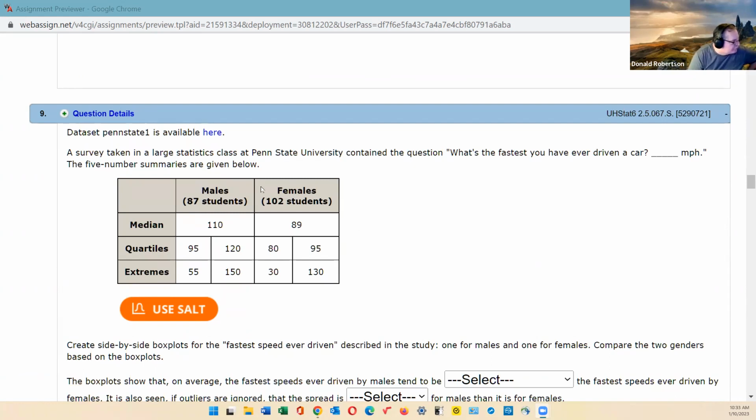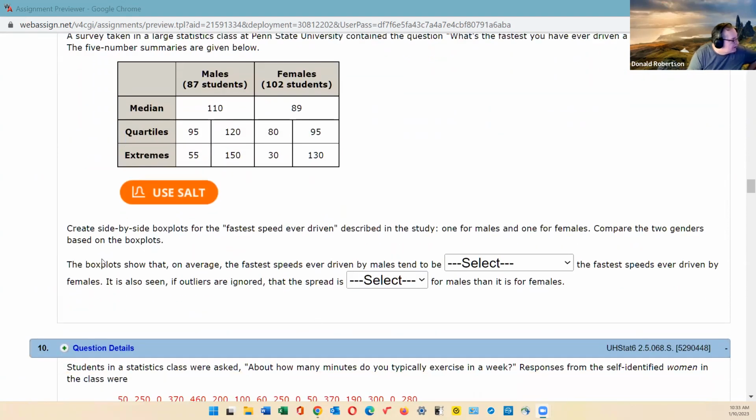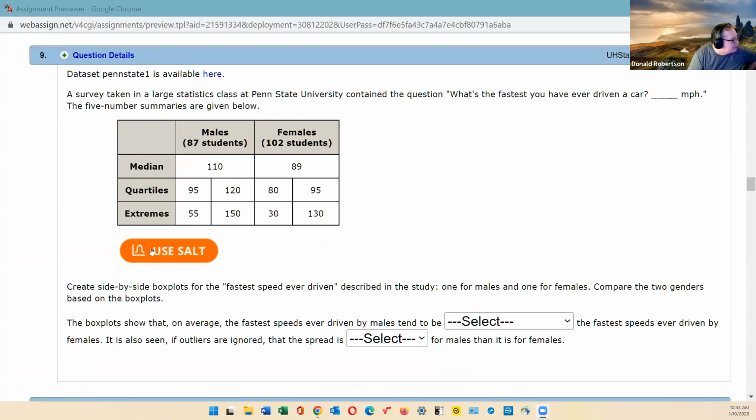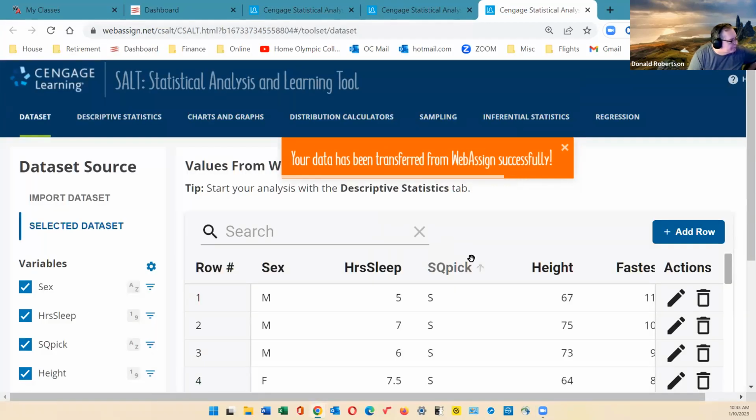Now, here we have a data set, and we have males and we have females, and create side-by-side box plots for the fastest speed ever driven by them, and then compare the two. Now that's going to be interesting, side by side. I don't know if Salt can do that. If it can, I'll show you how we get around it. So I'm going to hit this one.